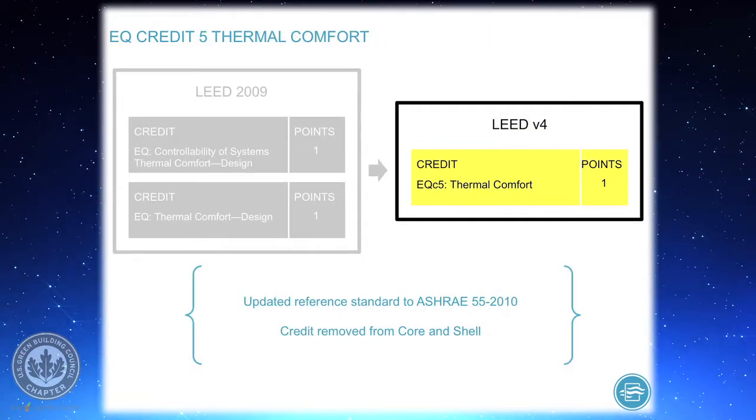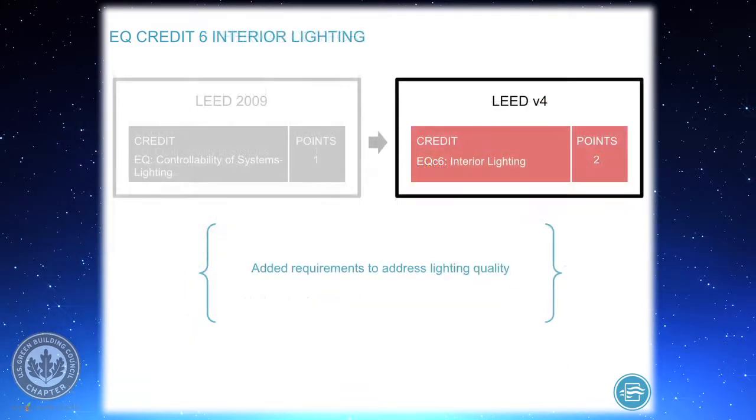For thermal comfort, we've updated the reference standard here from ASHRAE 55 2007 to 2010. We've also removed these requirements for core and shell since it's really more applicable in the tenant space. For interior lighting, we have some new requirements in here that address lighting quality. So we've addressed stringency in that way with these credits and also adjusted the points here.